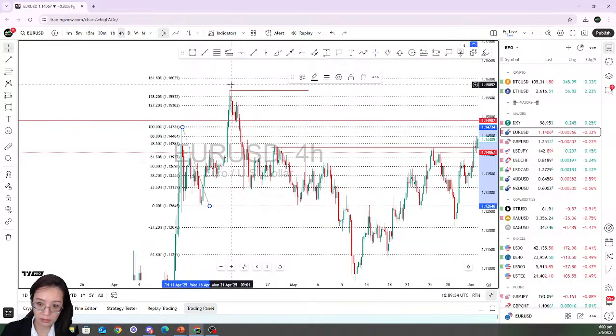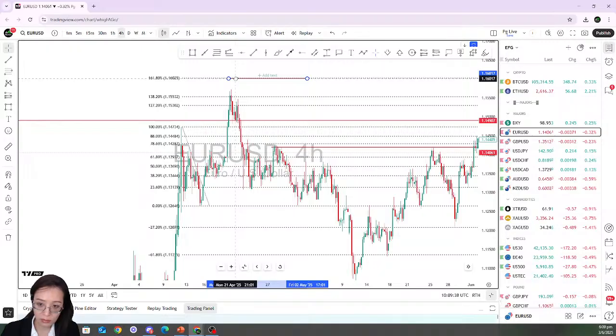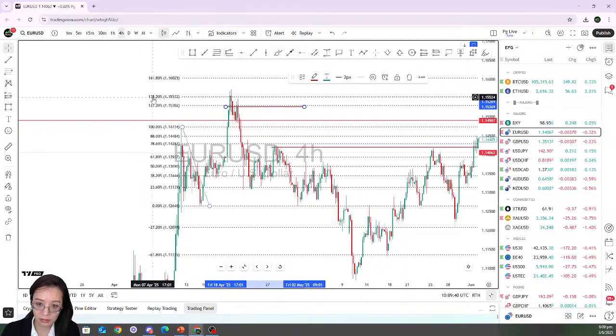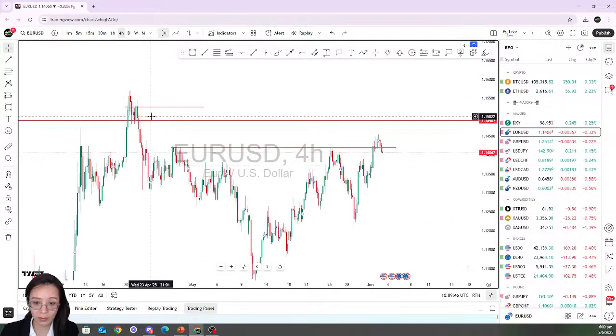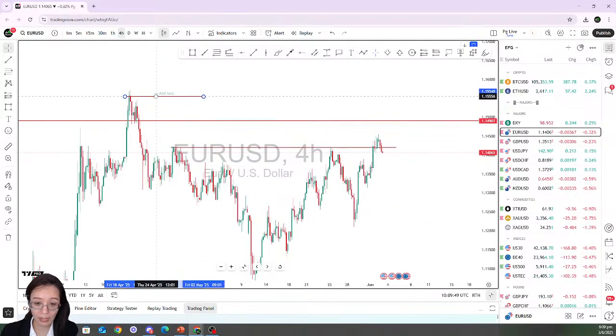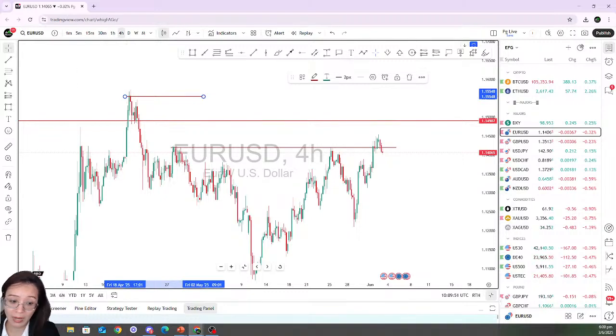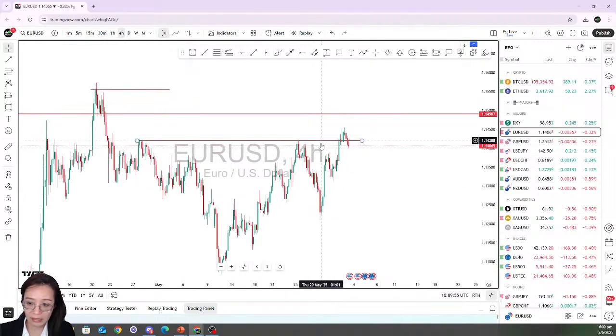You can see that is the extension 127, but price stopped at 138.20 and then fell. I don't know why, because I'm not the person behind the market. Basically, with multiple touches here, price is likely going to break.